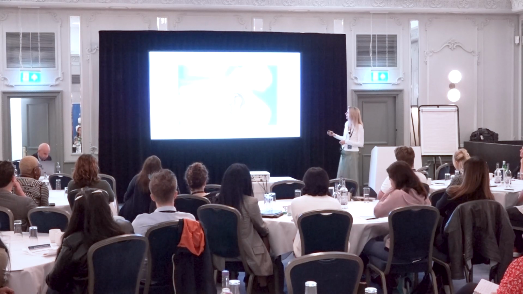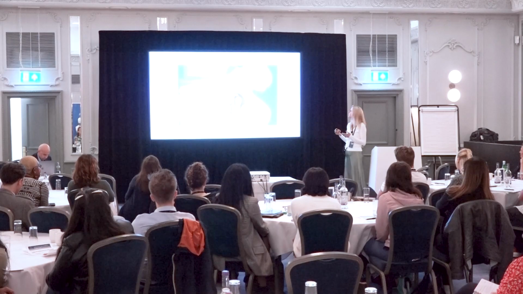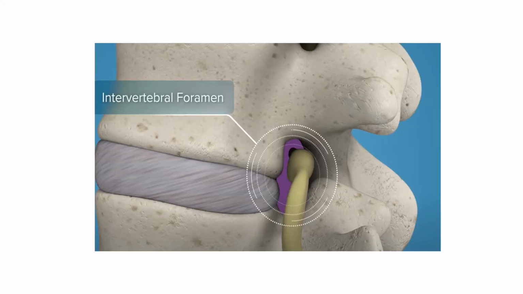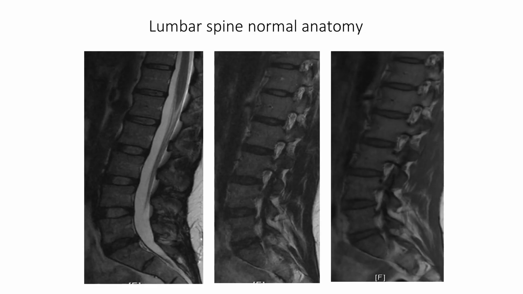One of the key areas that we as neuroradiologists look at is the intervertebral foramen, because this is the keyhole to lumbar degenerative disease. When we talk about discs and what happens, this is where you get your nerve roots, so this is the important area for correlating degeneration with clinical presentation. So this is a nice normal lumbar spine.